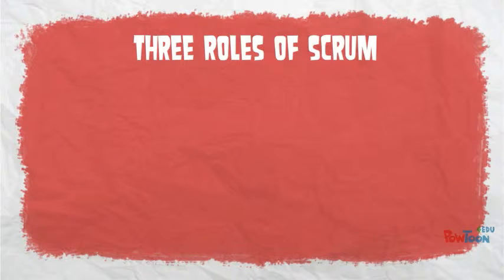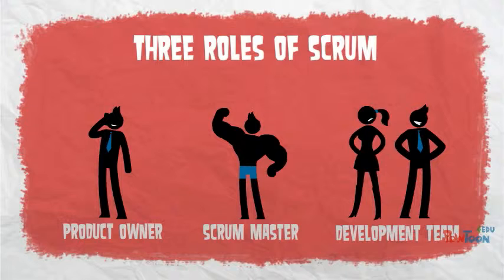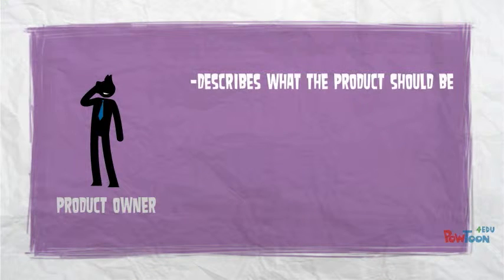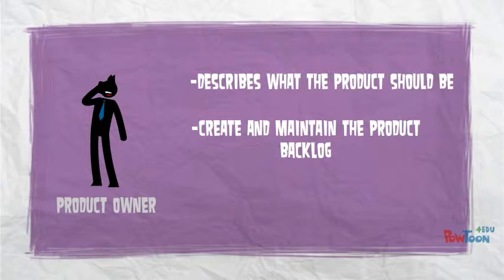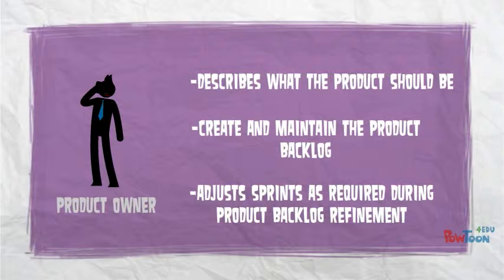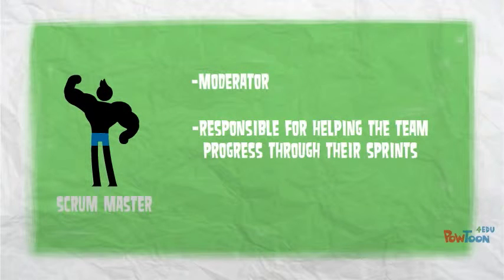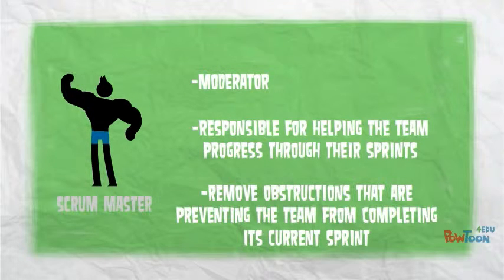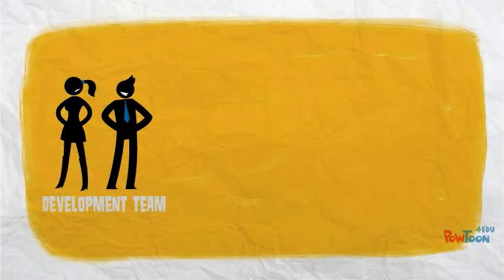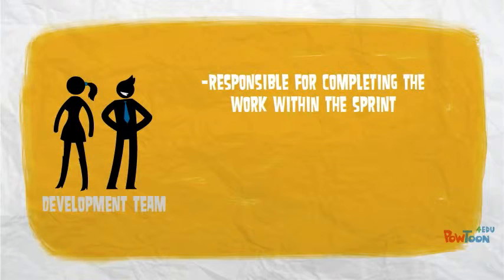The 3 roles of Scrum are product owner, Scrum master, and development team. The product owner describes what the product should be. They create and maintain the product backlog by organizing the sprints into the product backlog in order of priority. The flexible nature of Scrum allows the product owner to adjust sprints as required during an activity known as a product backlog refinement. The Scrum Master is a moderator and is responsible for helping the team to progress through their sprints. It is the Scrum Master's job to remove any obstructions that are preventing the team from completing its current sprint. The development team is responsible for completing the work within the sprint.